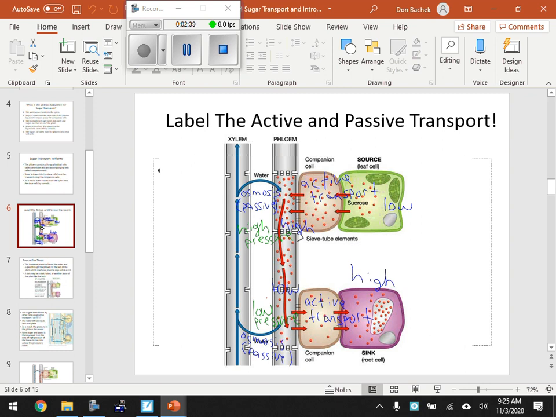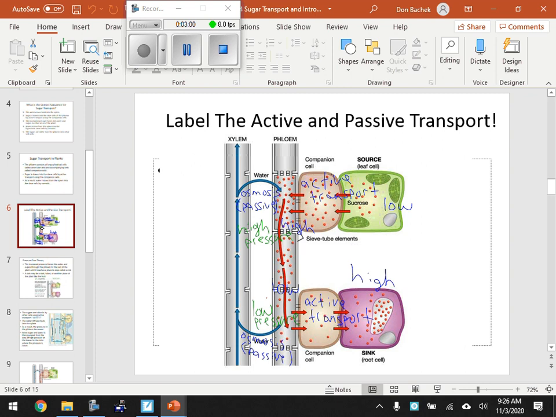Kind of like the roots. With the roots, we have osmosis, the diffusion of water in, and the active transport of the minerals in. It's kind of the same thing that happens up in the leaves, or wherever this sugar is being made. So what I want you to put here is this, basically.